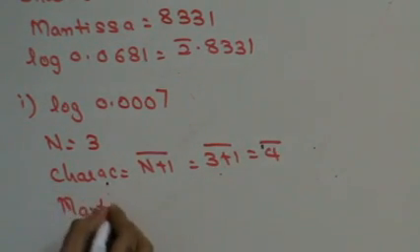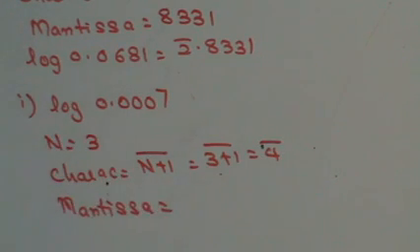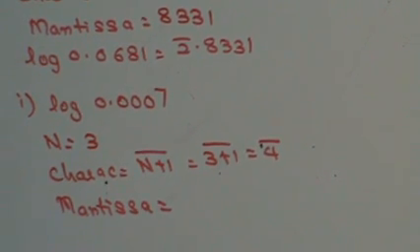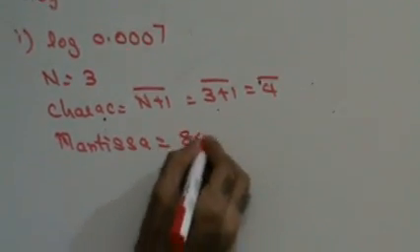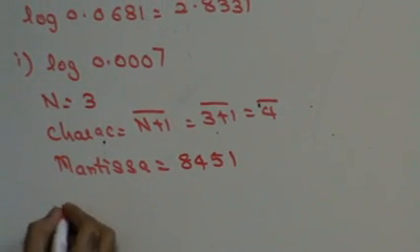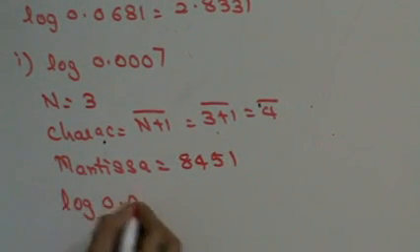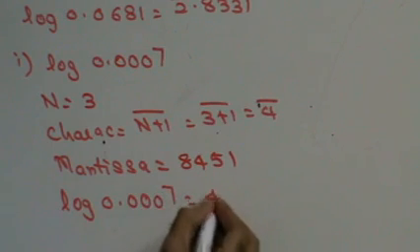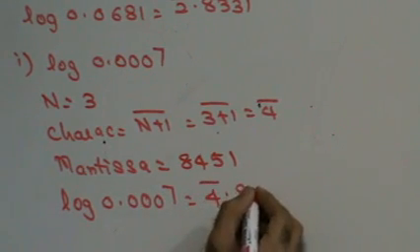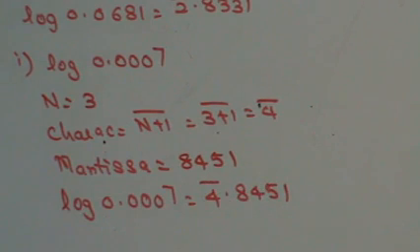Mantissa. Now there is no 7. So in that case you will see 70 0. To the extreme left in the first column see 70 and in the second column see 0. So that will come to 8451. Therefore I can say log of 0.0007 is 4 bar point 8451. Fine, do we get this? Next.